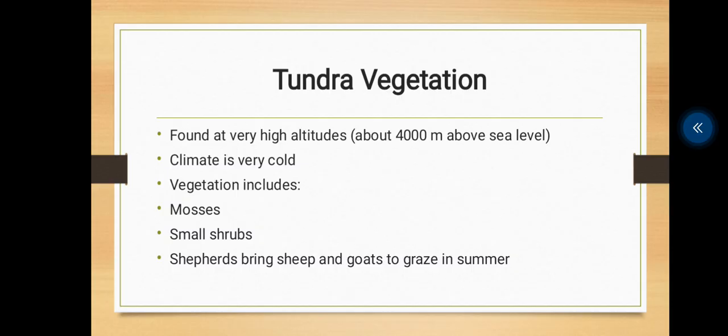Tundra vegetation is found at a very high altitude, usually around 4,000 meters above sea level. The climate in these areas is extremely cold, and the soil is often frozen for most of the year. Because of the harsh conditions, only small plants can grow here. Common examples of tundra vegetation include mosses, lichens, and small shrubs.